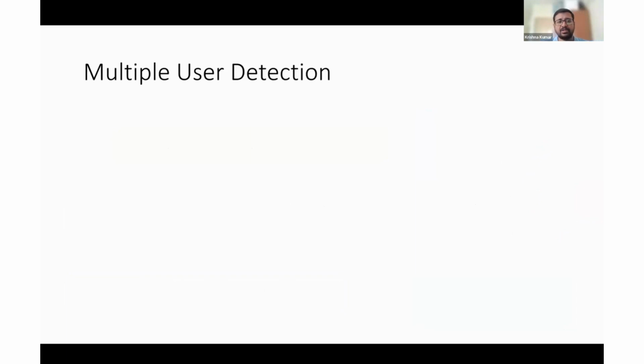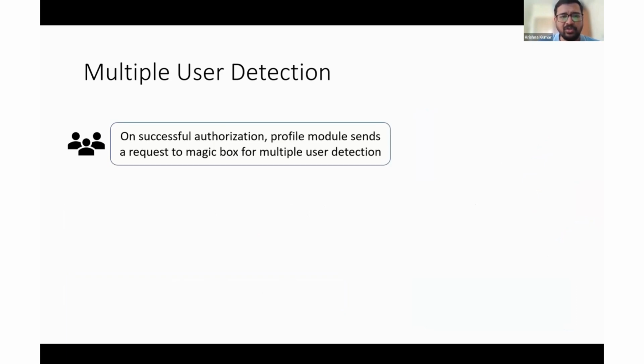Now it does not happen as a user interaction. Here, the player is not triggering the request. Ideally, the profile should send the request to the magic box. On successful authorization, provided that the person has paid for that movie, can the profile send a request to the magic box saying, is there multiple user? Yes, it can. So that's what is happening here.